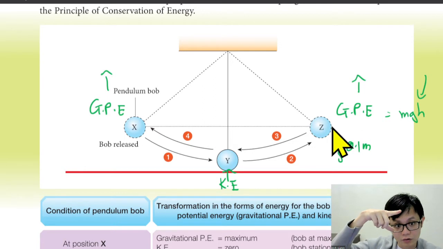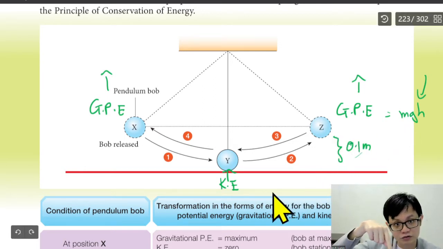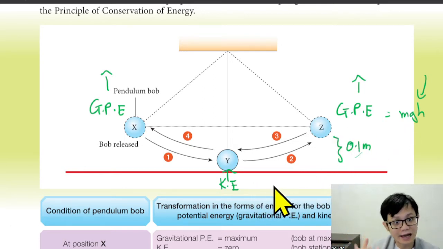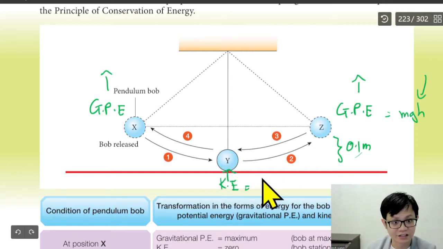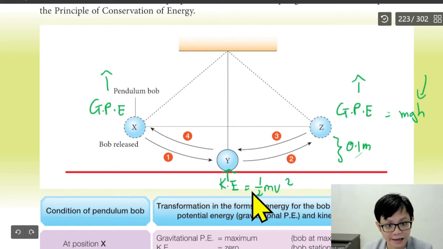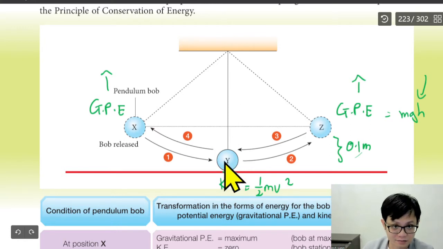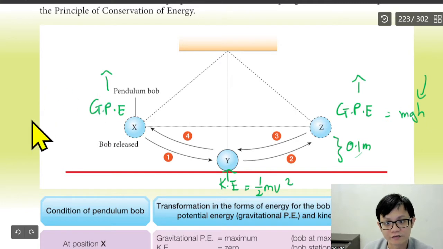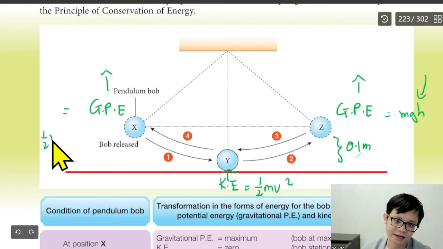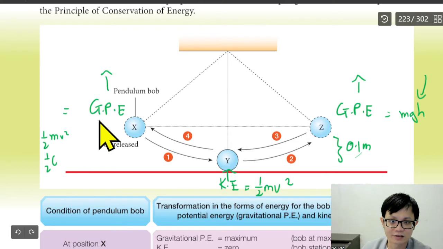When I let go, it will go very fast, zoom. If the question asks where is the highest speed, it will be in the middle, because kinetic energy is half mv power of 2. And why is it the fastest? Then it will go to here, and if you want to calculate its kinetic energy, it is half mv squared. Let's say the mass is 10 gram, 0.01 kg.